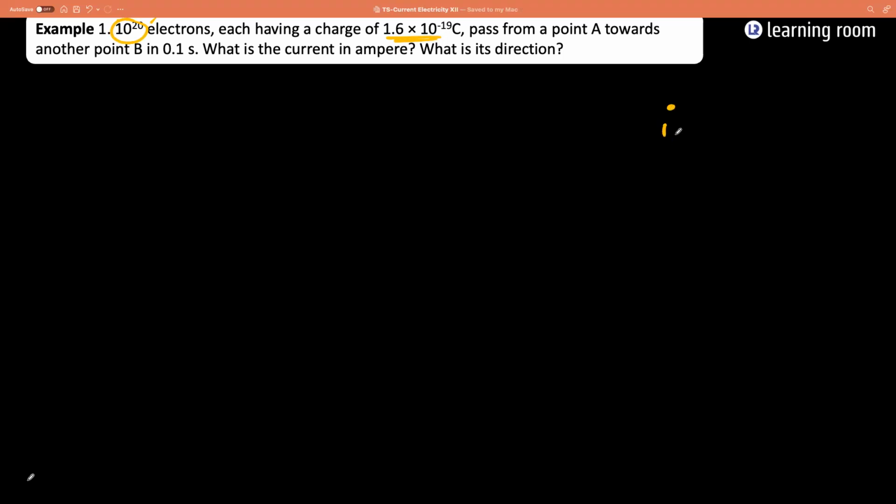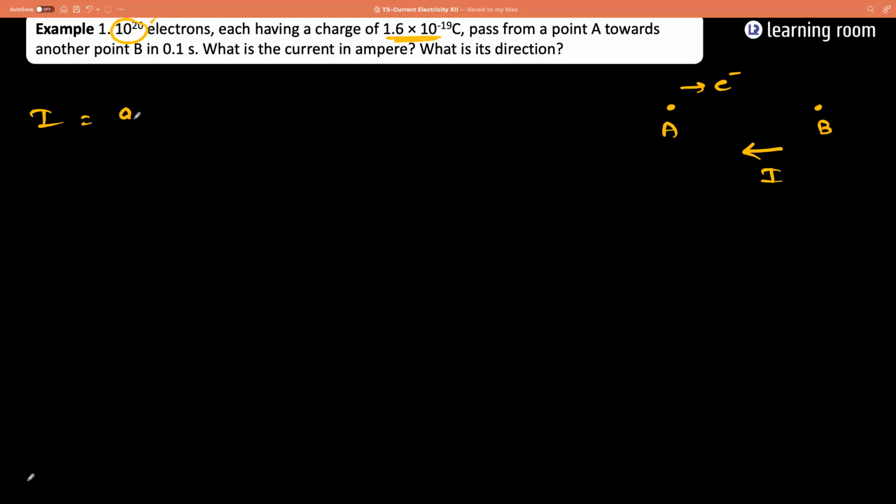So there is an electron moving from point A to point B. If electron is moving from A to B, what would be the direction of current? From B to A. So this is the direct opposite. And we need to calculate the magnitude of it.